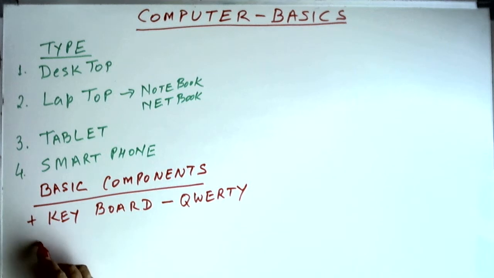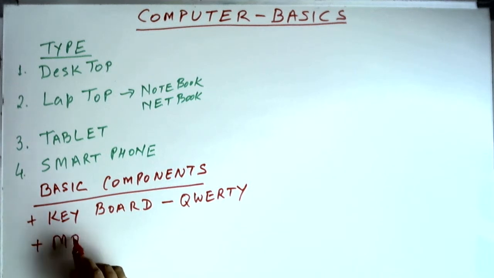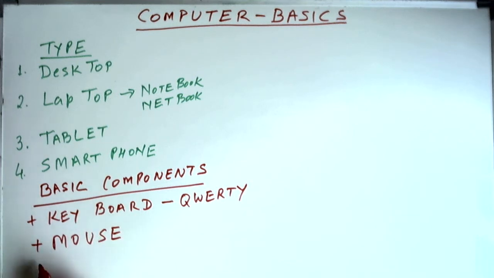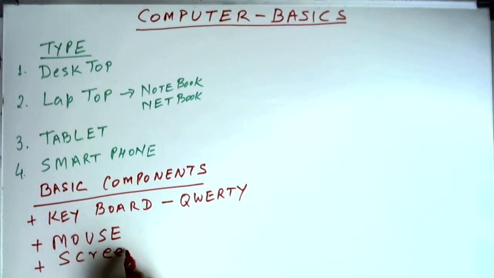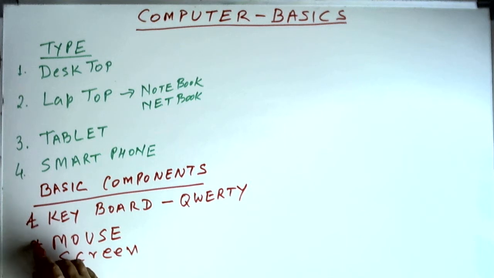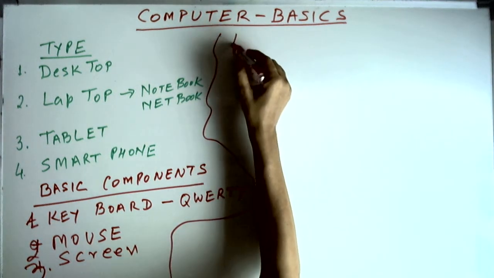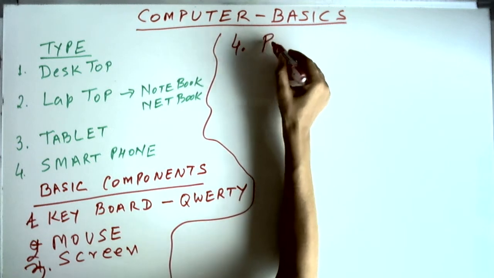The second most important component is mouse. And then third is screen. So the first, second and third. And then what is fourth? After this, we need something more, and the fourth is program.